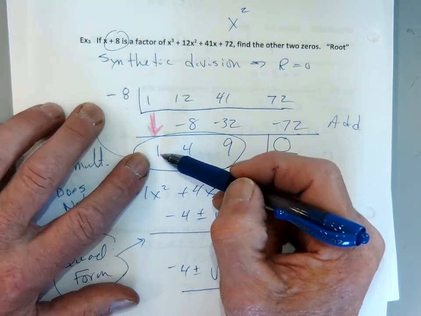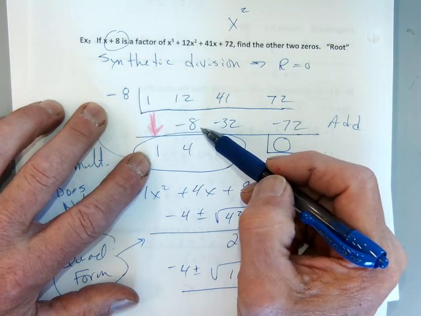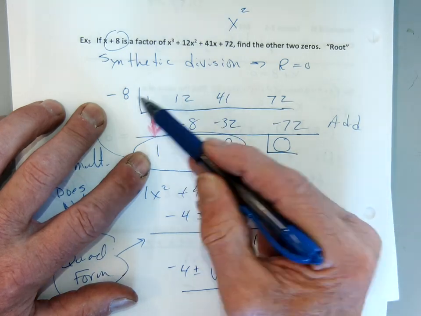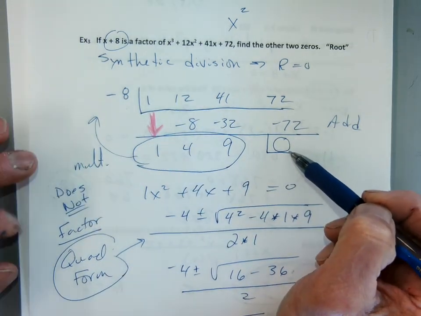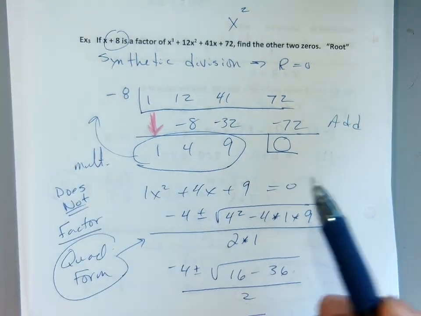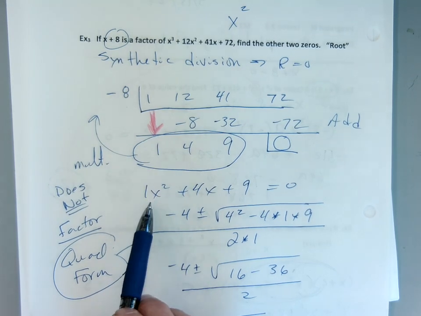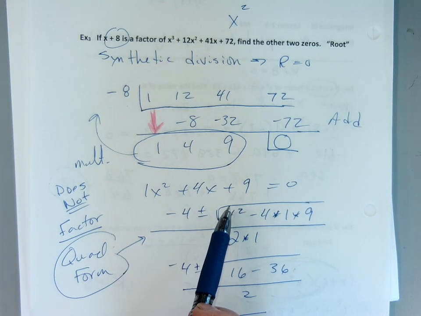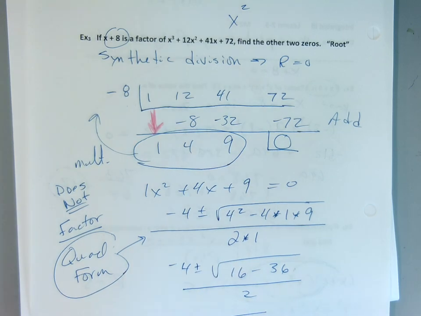Brought down the first term 1 and multiplied, got negative 8. Add, negative 4, multiply, get negative 32. Add, negative 9... no, add to get 0. And sure enough, I got a remainder of 0. That's awesome, okay? So when I did synthetic division, here's my answer. It is 1x squared plus 4x plus 9. Now, I need the other two. Well, it doesn't factor. Bummer.